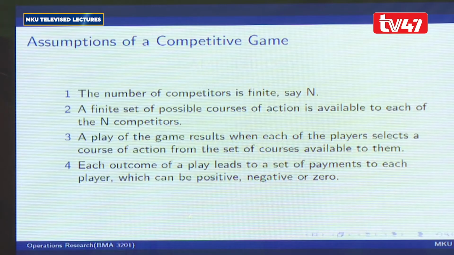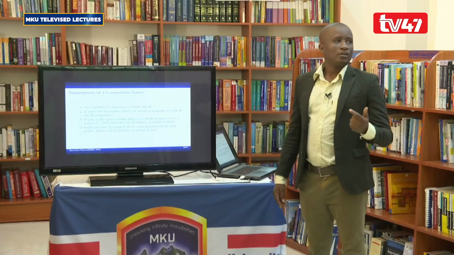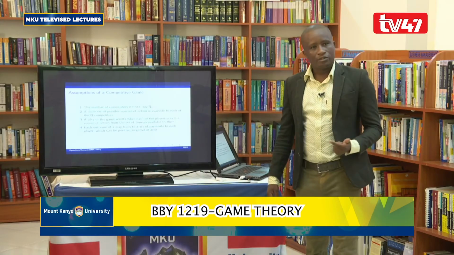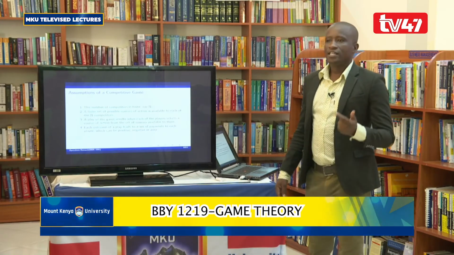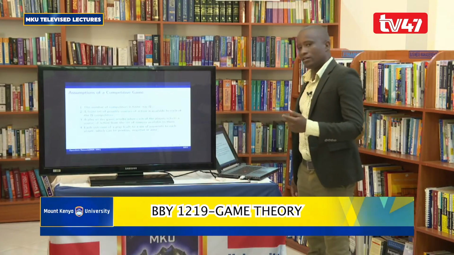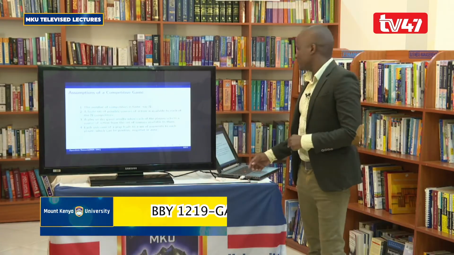So you have to select a course, and the opponent selects a course, for you to be considered to have played a game. Number 4, each outcome of a play leads to a set of payments, which can either be positive, negative, or 0. So if the outcome of the game is positive, then the game will be in favor of the first player. If the outcome of the game is negative, the game will be in favor of the second player. And if the result of the game is 0, then we say that the game is fair. It doesn't favor any of the two players.